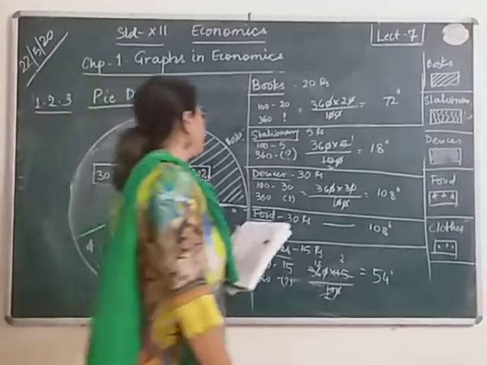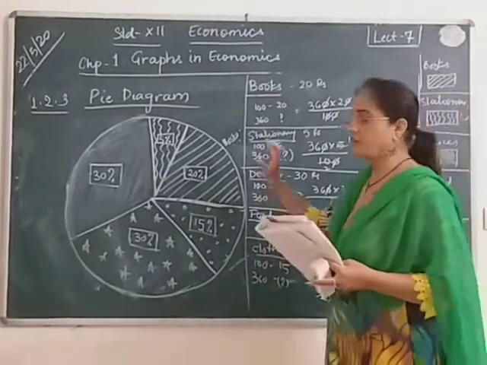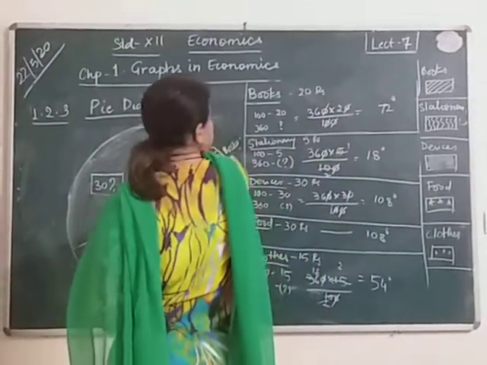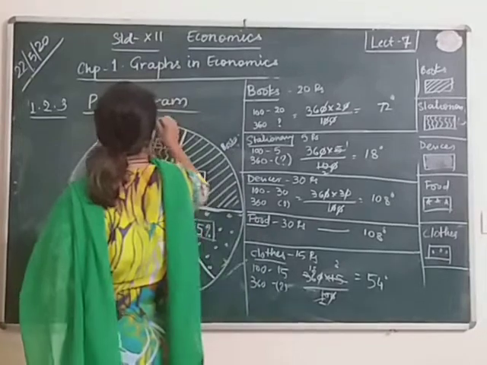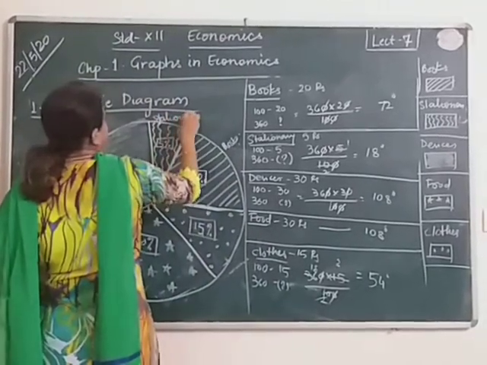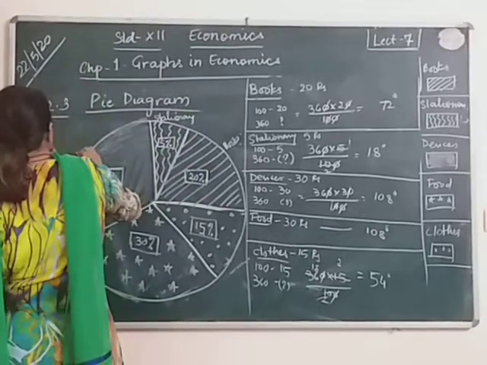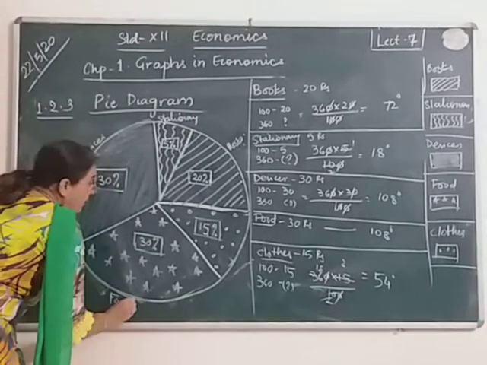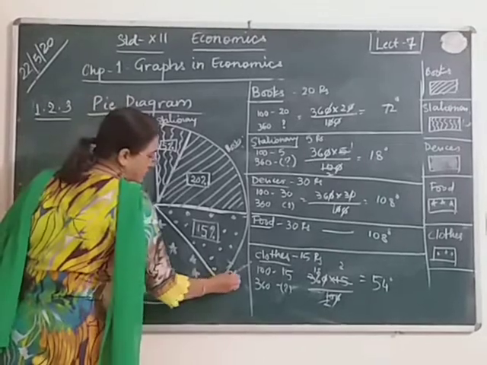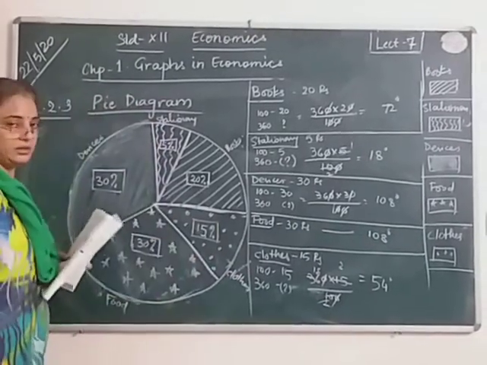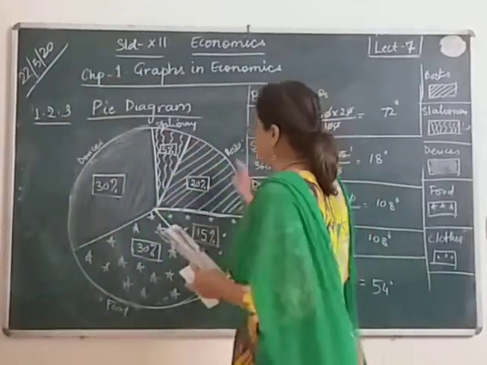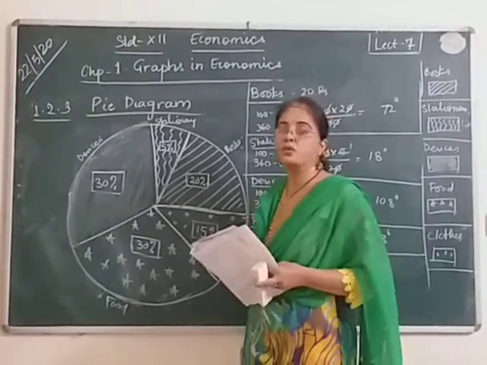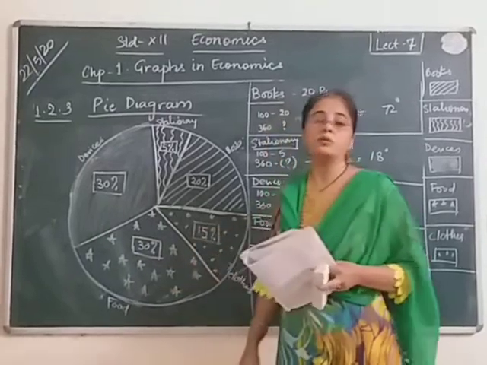So this is how your figure will look like. From here, the data will be very much clear. You write books over here. Stationery 18%, that is 5%, 18 degrees. That is your stationery. You can write here. Devices 30%, so you can write devices here. Food is also 30%, so you can write food here. And clothes, you can write clothes here. So this is how your figure will look, and comparison will also be easy. It will show on what the student's largest share is going. So he is spending the maximum part of his income on devices and food, both together 60%.